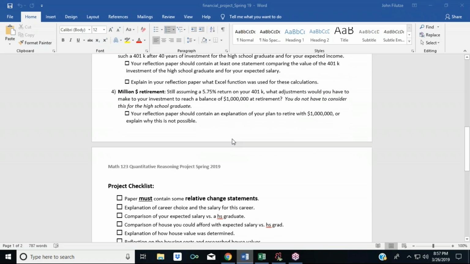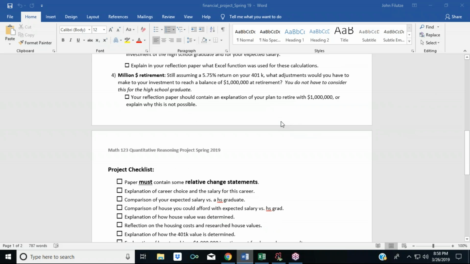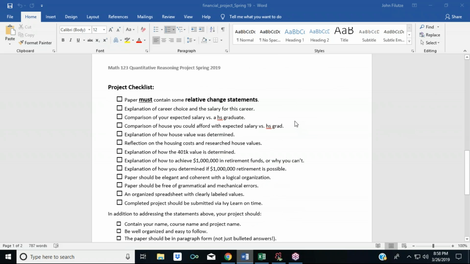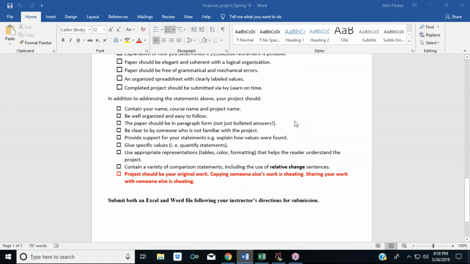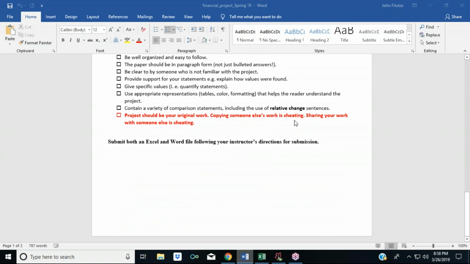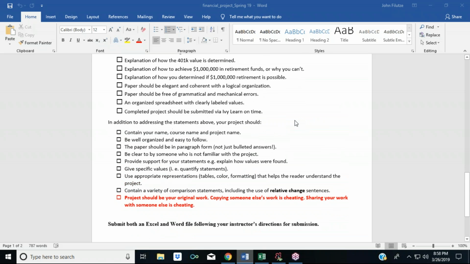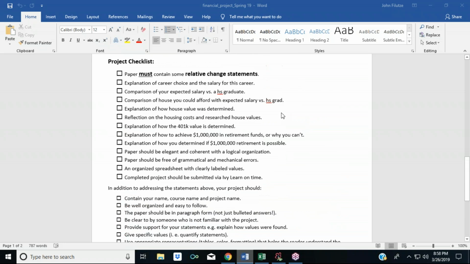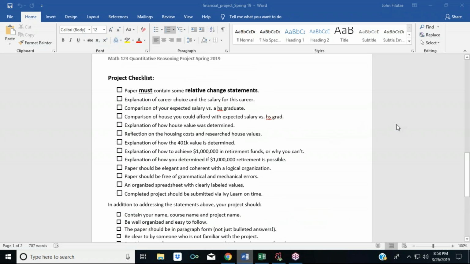And then number 4 here wants to know, what adjustments would you have to make to your investment to reach a balance of $1 million at retirement for the college graduate? And then reflect on your plan, and is it reasonable? Okay. So project checklist, again, make sure you check the rubric that I'll put up because I don't see it attached here. I'll put a rubric up here for grading this, and make sure you compare the checklist and the rubric together, so you can do awesome on it.